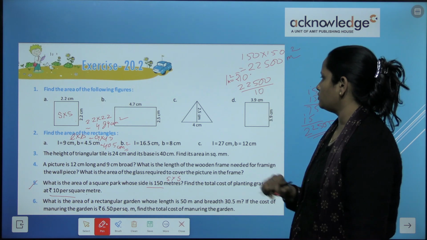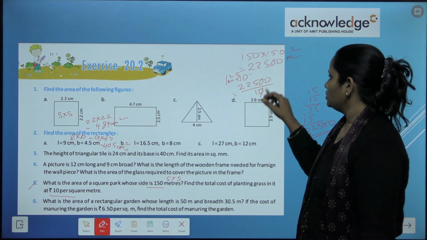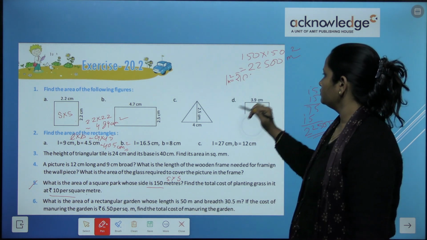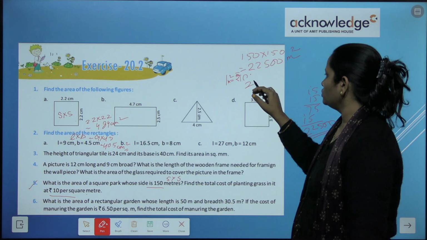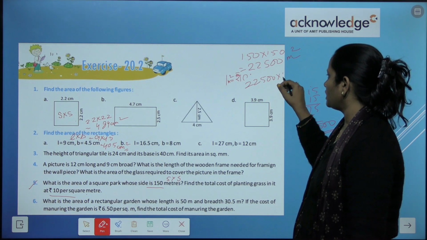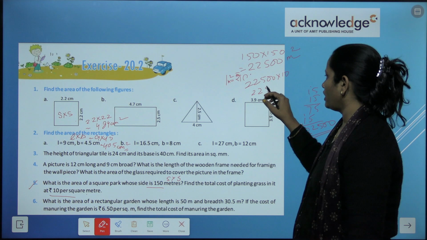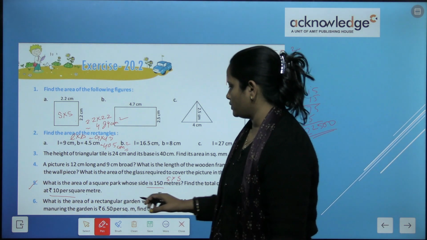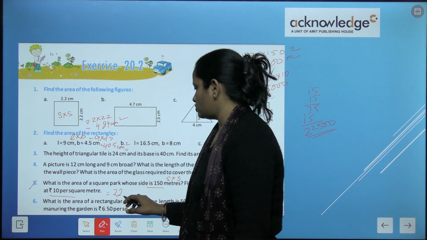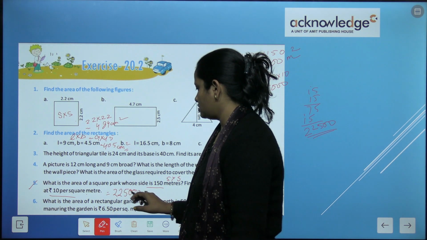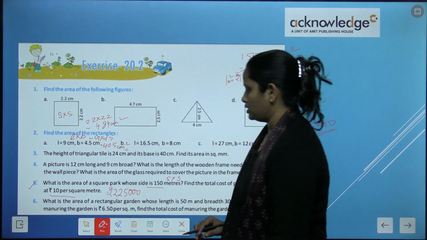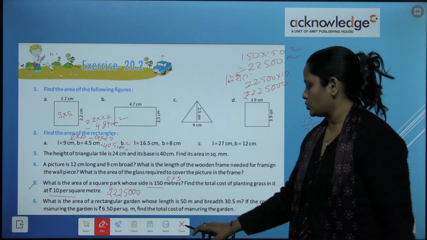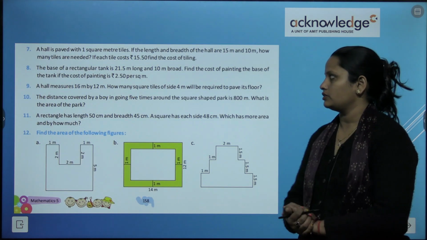22500 multiply by 10. We get 225000 rupees. So this much rupees he has to pay. 225,000 rupees. I hope children this is clear to you. Similarly, you have to do the rest questions that are given here.